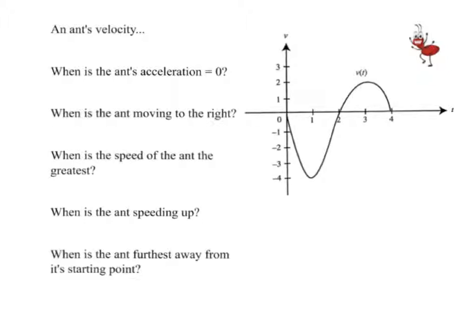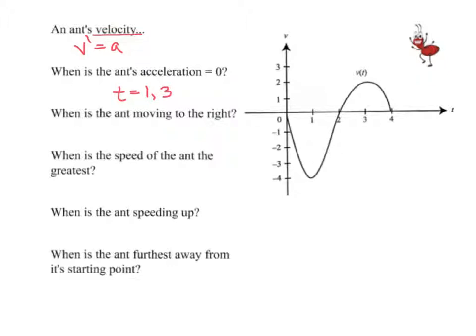Well, just remember that the derivative of velocity is acceleration. So what we're really saying is, when is the derivative of the graph we've been given 0? Well, 1 and 3 are the times when that occurs.